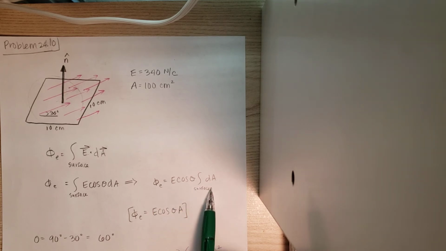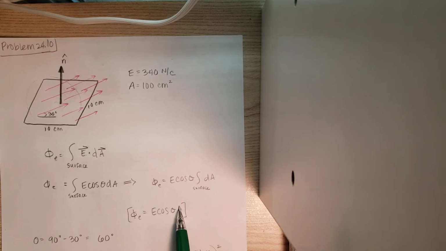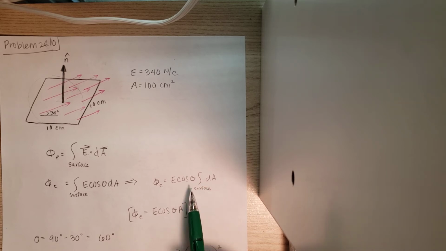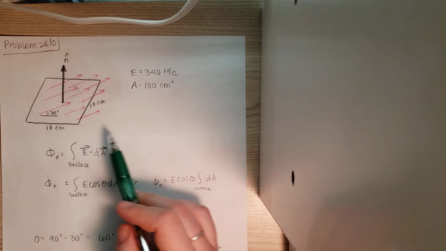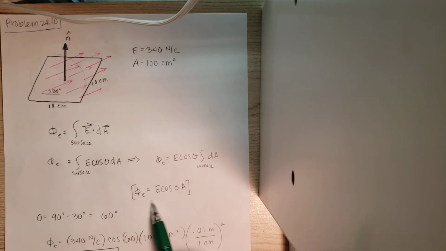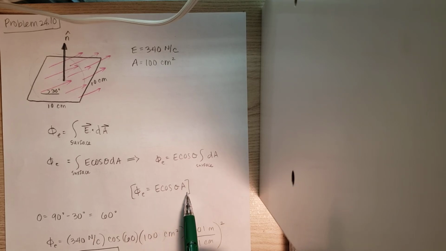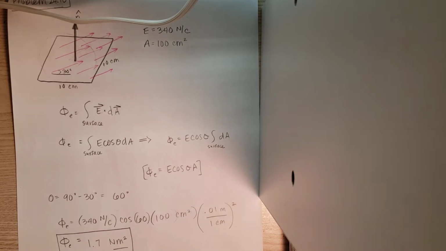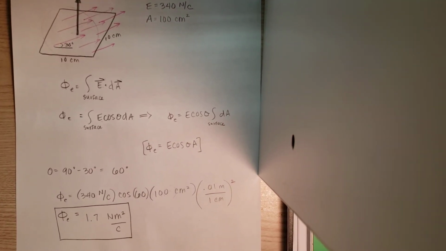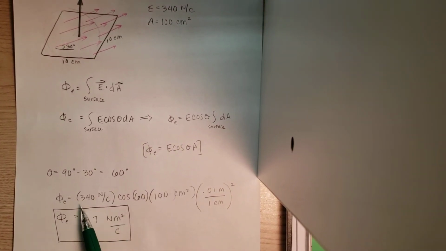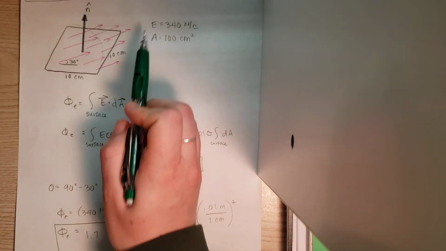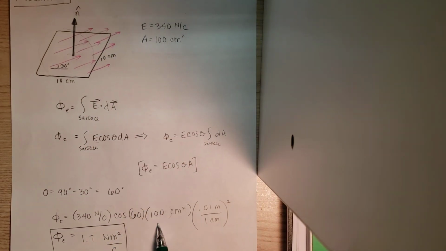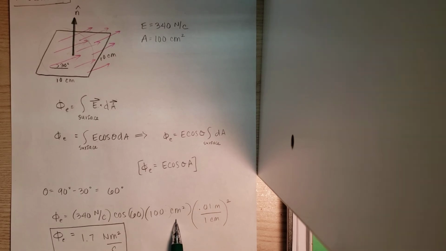And then we know that dA is just going to be equal to the area of the surface, because it's just all the little pieces put together, which is just the area. So this is going to be the equation that we want to solve for, and that's the electric flux equal to electric field times the cosine of theta times the area. And we have all of those numbers, so we can just plug them in. 340 for our electric field, cosine of 60, and then times that by the 100 centimeters squared.